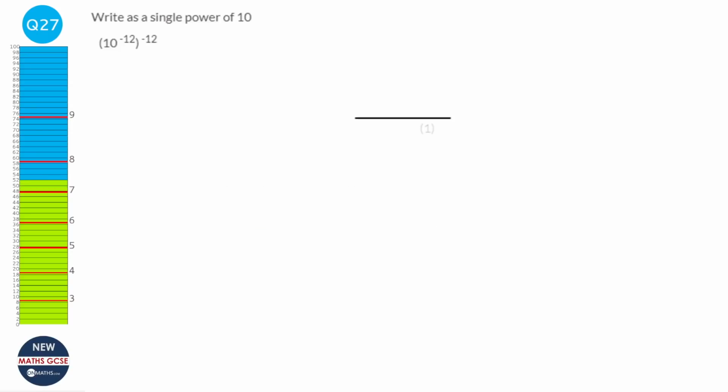So the rules of indices state that if you have a power inside and outside of a bracket, we just multiply them together. So it's 10 to the power of -12 times -12. Two negatives make a positive, and 12 times 12 is 144.